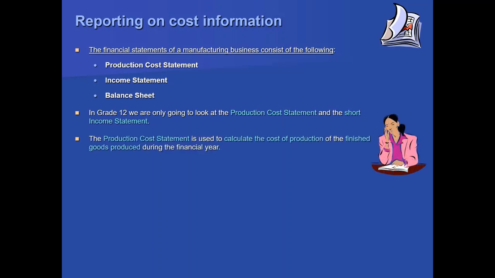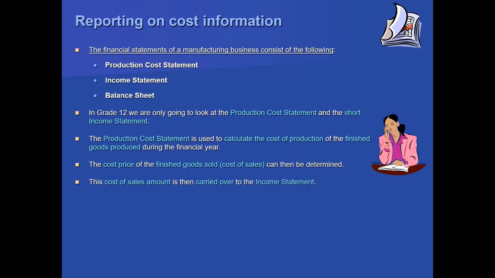The production cost statement is used to calculate the cost of production of the finished goods produced during the financial year. The cost price of the finished goods sold, cost of sales, can then be determined. The cost of sales amount is then carried over to the income statement.